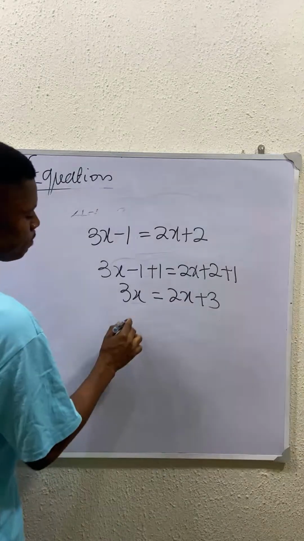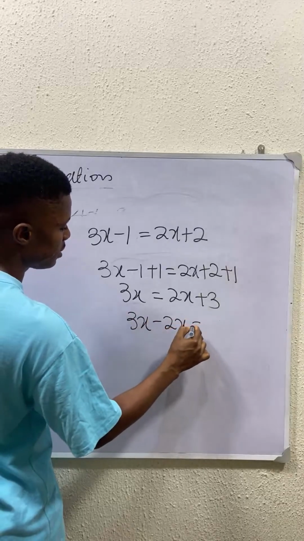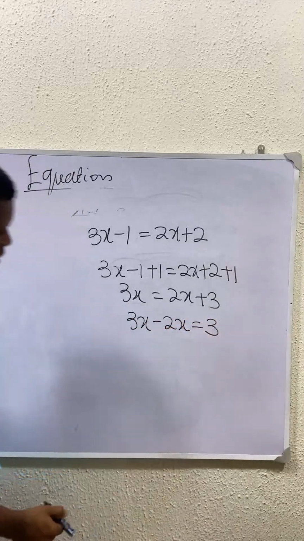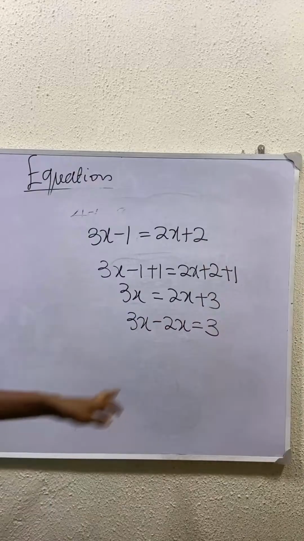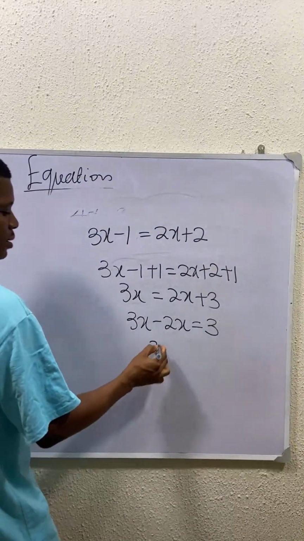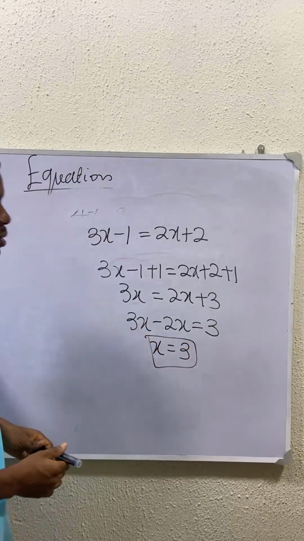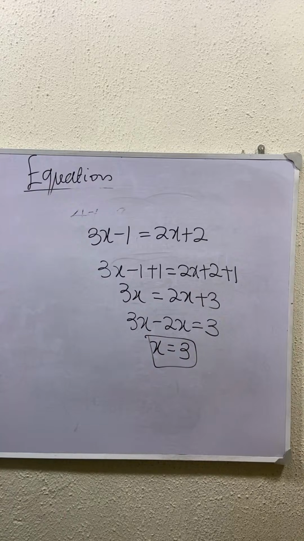You have 3x minus 2x, and that's equal to 3. So when you do 3x minus 2x, what do you get? You have x, and x is equal to 3. So 3 is the value of x that can satisfy the given equation.